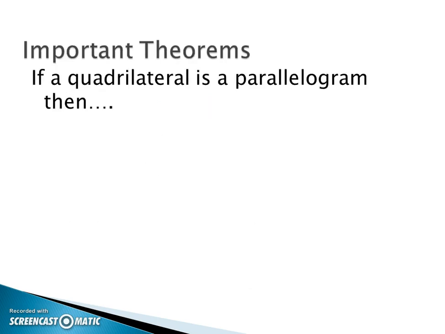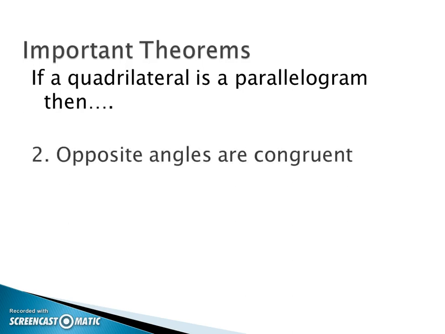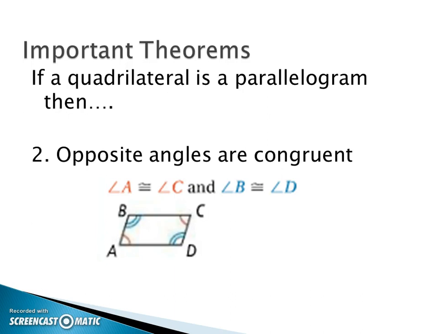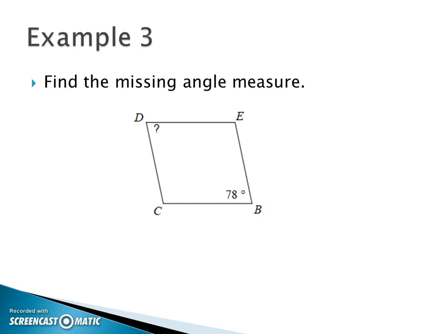Our next theorem: if a quadrilateral is a parallelogram, then opposite angles are congruent. So opposite angles are congruent. Here, angle A is congruent to angle C. Angle B is congruent to angle D. So if angle B is 78, that means angle D up here is 78 degrees.